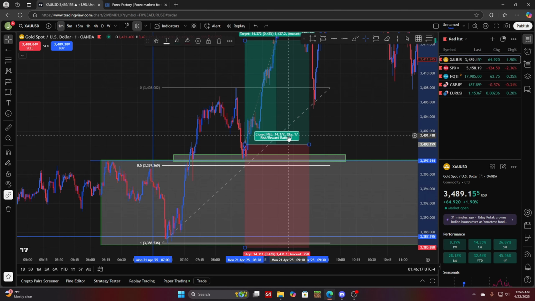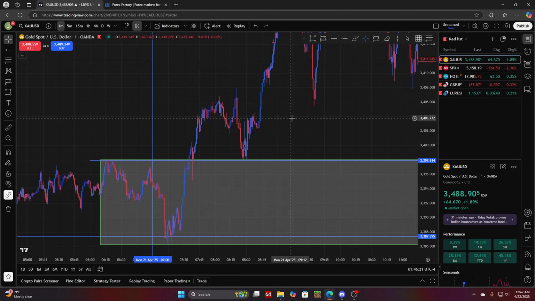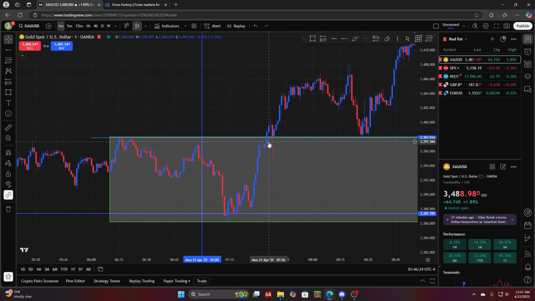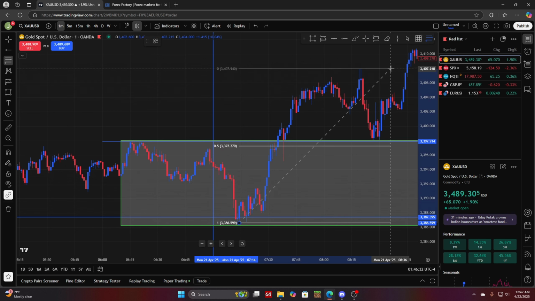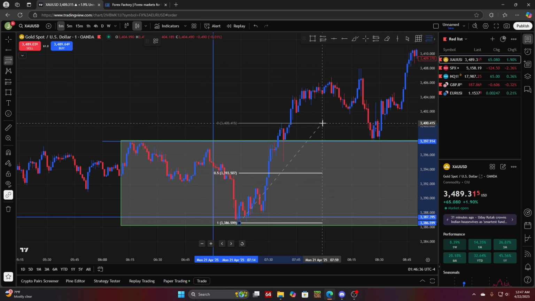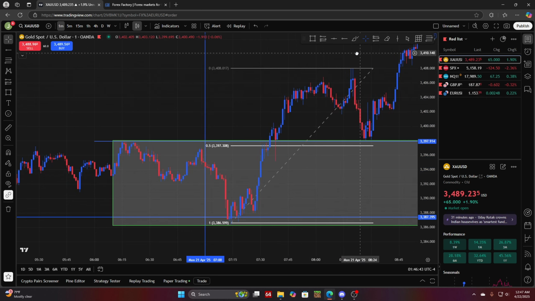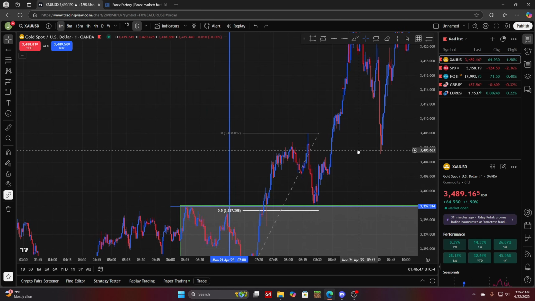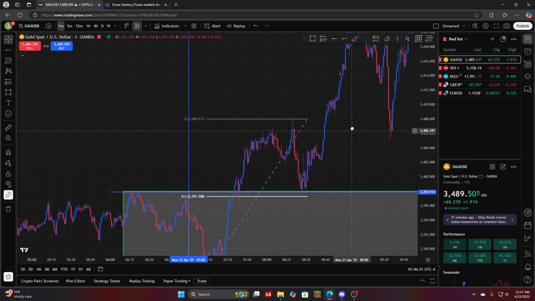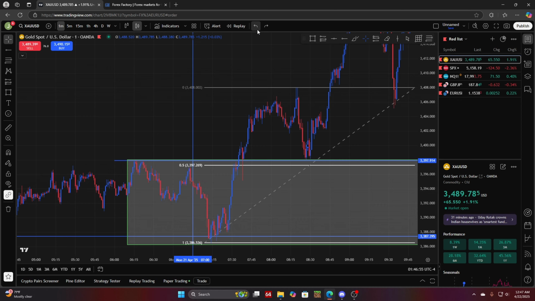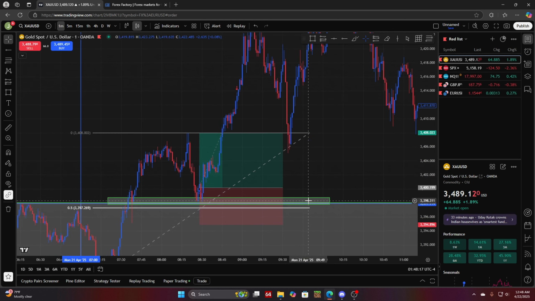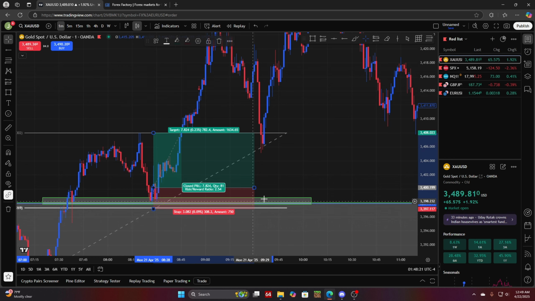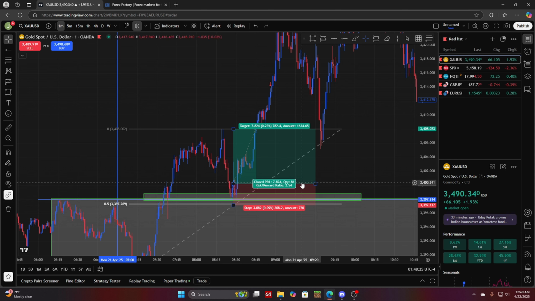So yeah, a better trade I could have taken would have been... give me a second. I'm messing up for this. That would have been a better trade.